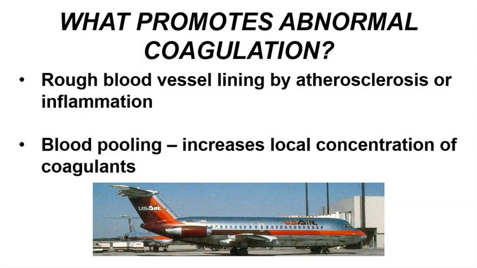Another factor that promotes abnormal coagulation is pooling of blood, because it increases the local concentration of coagulants. And this increase in the concentration of these coagulants will promote coagulation. Blood can pool when we are sitting for extended periods of time, for example on a long flight. This is why it's recommended that you get up and move around frequently, because it reduces pooling, particularly in the lower limbs, and in doing so it's going to reduce the number of clots that form as a result of that pooled blood.